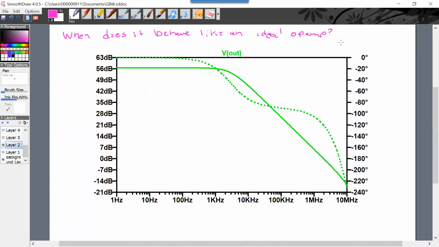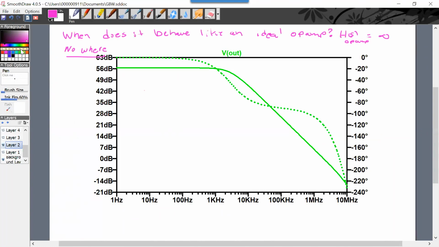So when does it behave like an ideal op amp? Well, basically for an ideal op amp, the transfer function would just be infinity, right? Well, all of these are finite numbers, and so nowhere. That's easy.